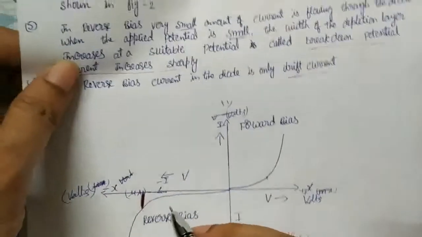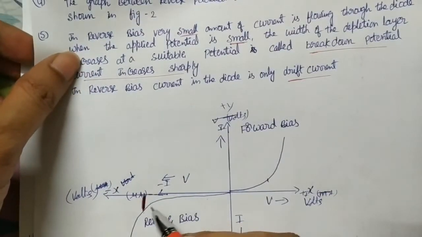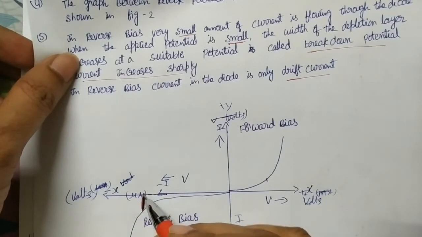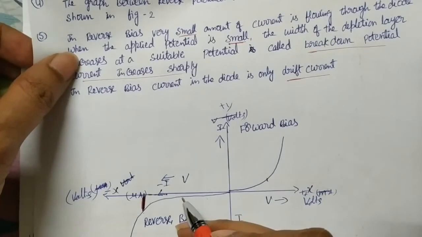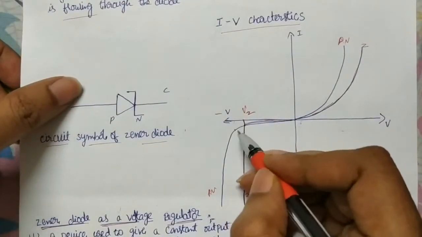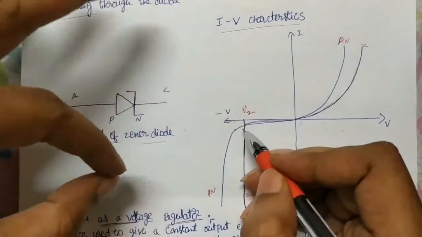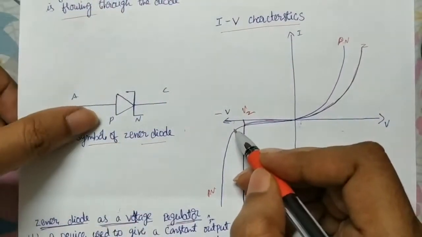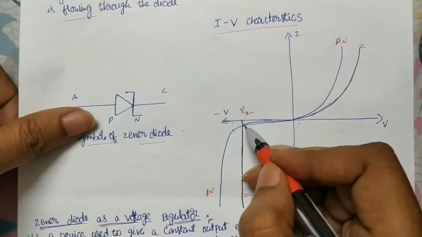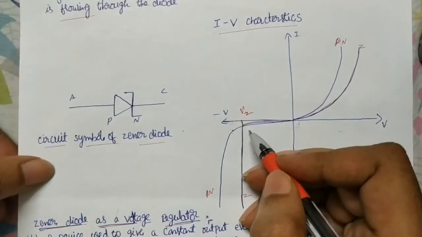In a lightly doped diode, the potential at which a huge amount of current, a sharp current, rises is what we call avalanche breakdown. In a normal PN junction diode in reverse bias, the potential at which sudden current flows is called avalanche breakdown. The same thing happens for the GNR diode, and that is called GNR breakdown potential, or VGNR.